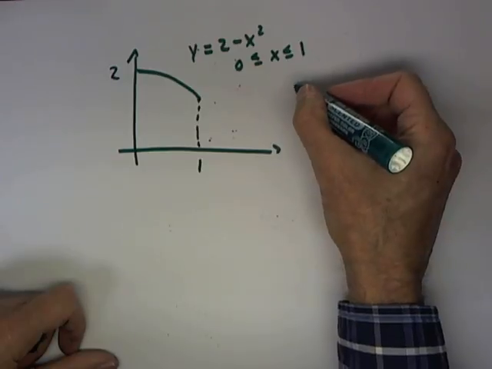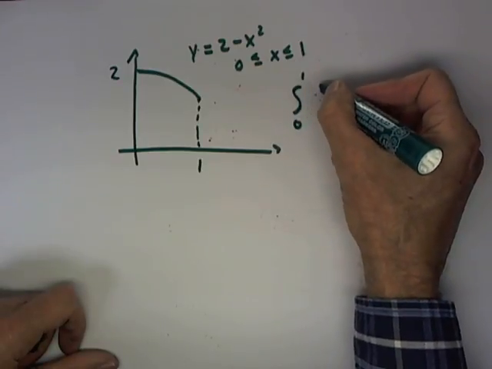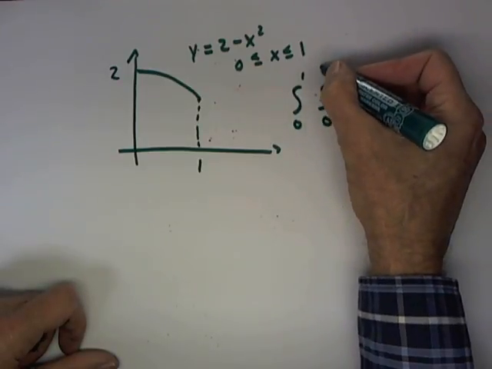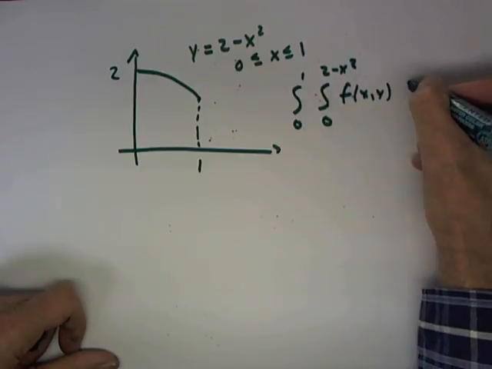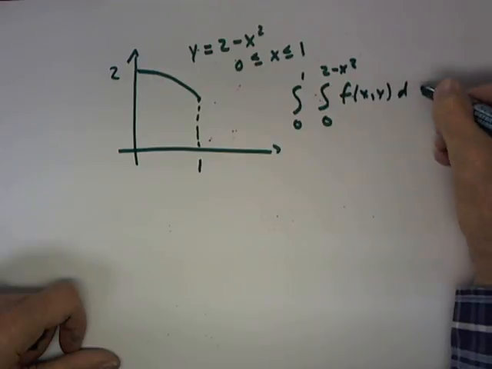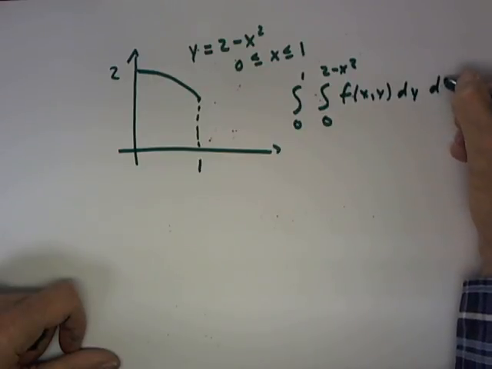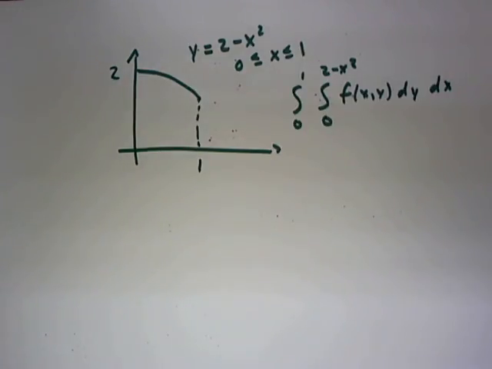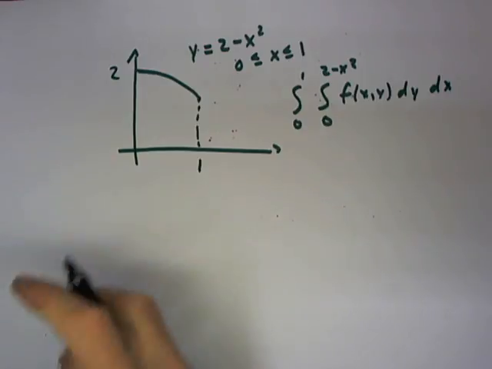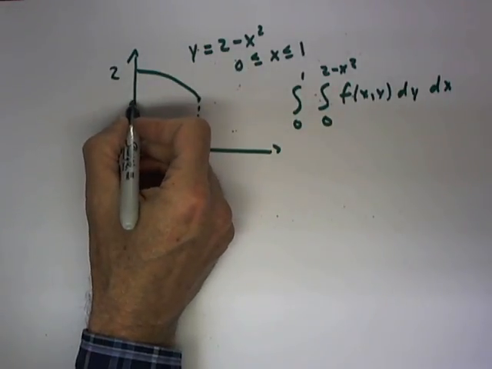This leads us to an integral from 0 to 1 of an integral from 0 to 2 minus x squared of whatever it is we're trying to integrate, with the inner integral being with respect to y, the outer integral being with respect to x. We probably wouldn't want to do this, but we can ask how we would go about reversing the order of integration. That leads to a complication.